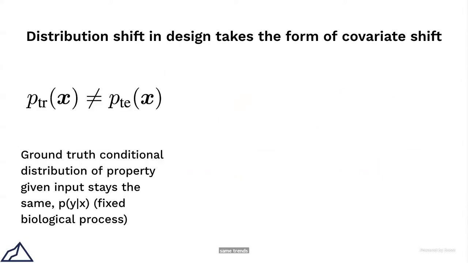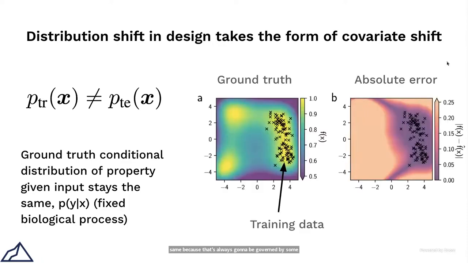So far I've shown you that distribution shift is a big problem in design, and the intensity of this shift is not really seen in commonly used simulation settings. Mathematically, this distribution shift takes the form of covariate shift, and covariate shift is defined when the marginal distribution of the inputs for the training data does not equal the marginal distribution of the inputs for the test data. We're focusing just on covariate shift, which means that in these design applications, the conditional distribution of the property given the input stays the same, because that's always going to be governed by some fixed underlying biological process.